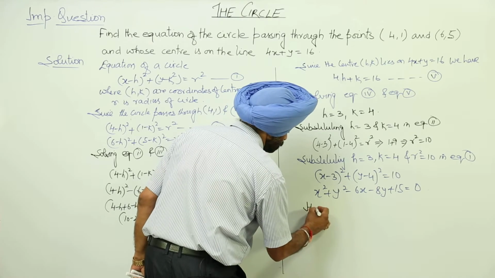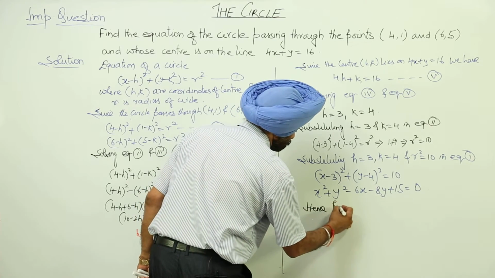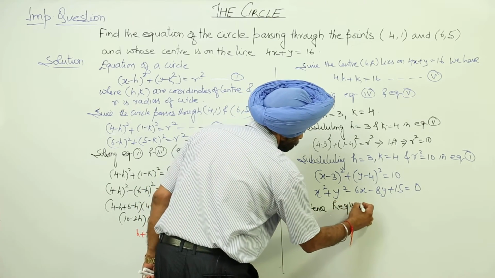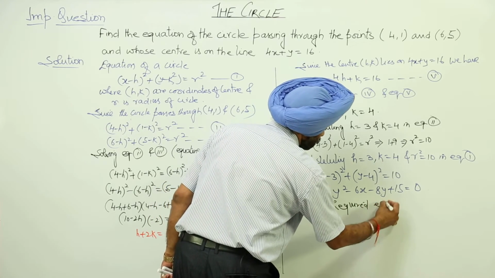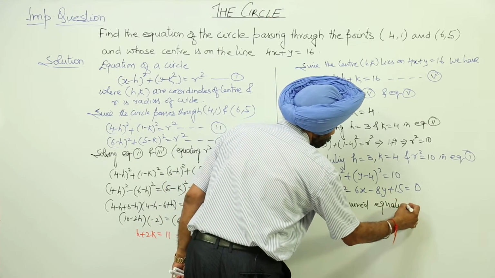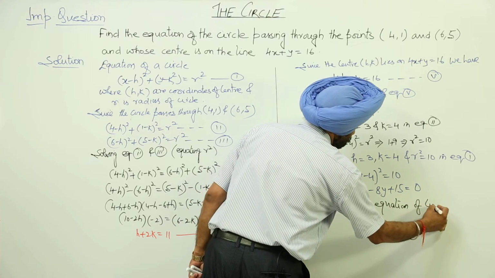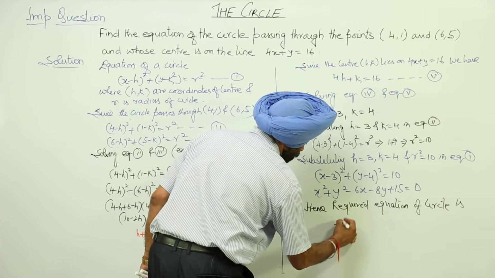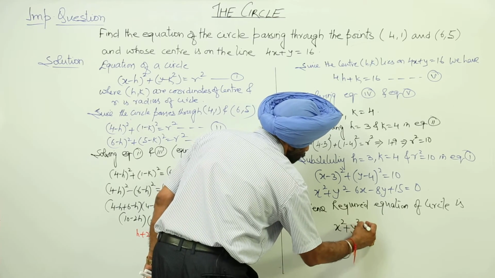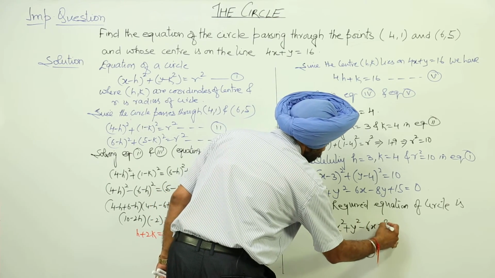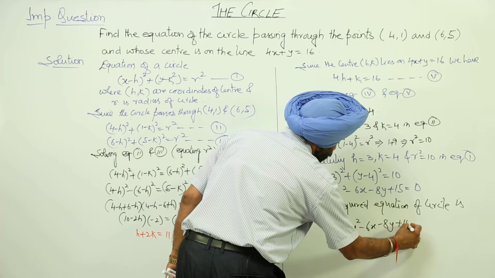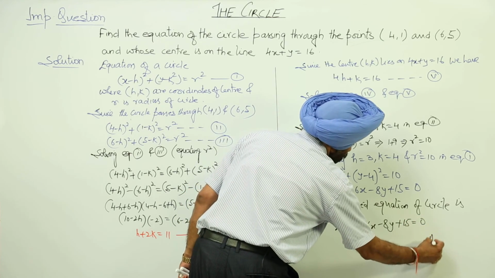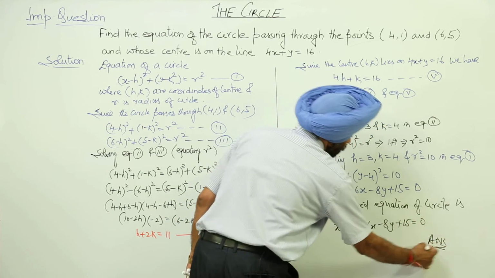Hence, the required equation of the circle is x² + y² − 6x − 8y + 15 = 0, and this is a very important question.